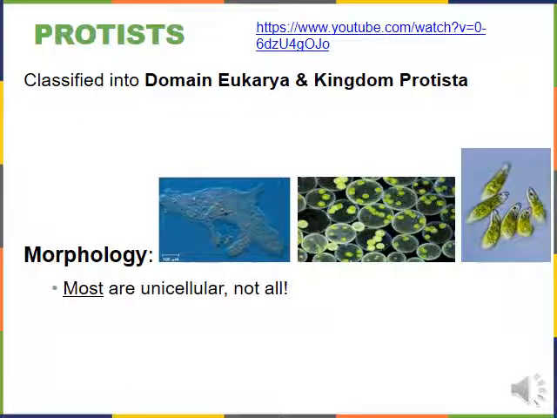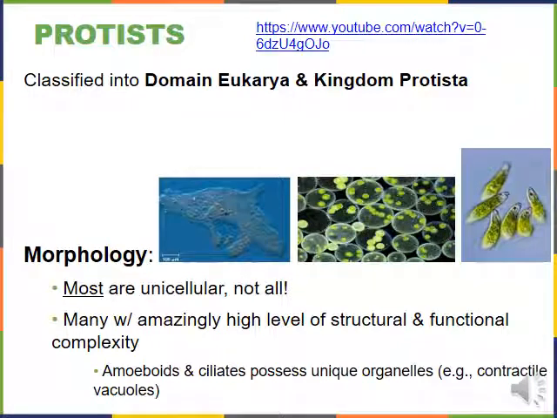Most of them are actually unicellular, but not all of them. Many have a high level of structural and functional complexity, so they're a very diverse group. They're also very different morphologically in terms of where you find them. They can range anywhere from amoeboids to ciliates that possess unique organelles, and we normally would be looking at these under the microscope. You can see a lot of really good footage that we posted to look at them under the microscope as well. So very diverse morphologies.